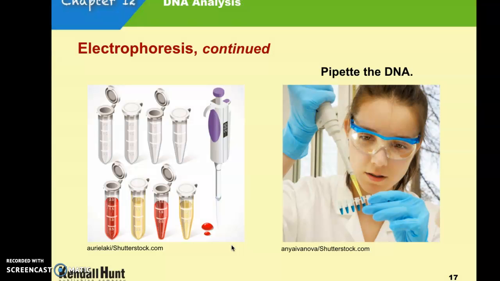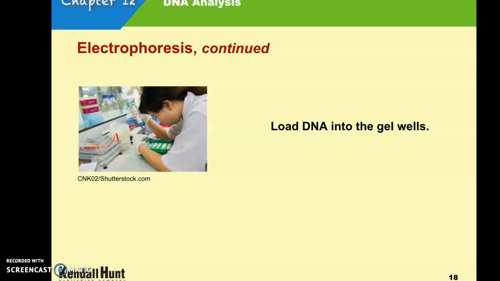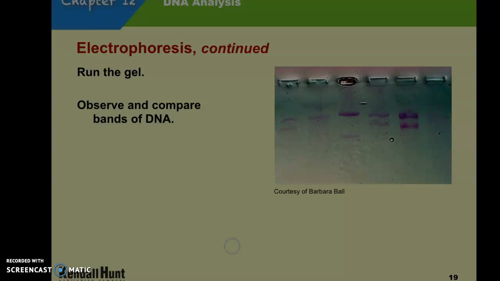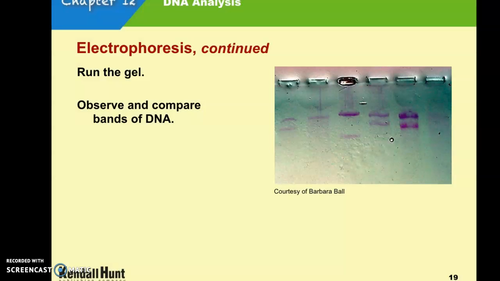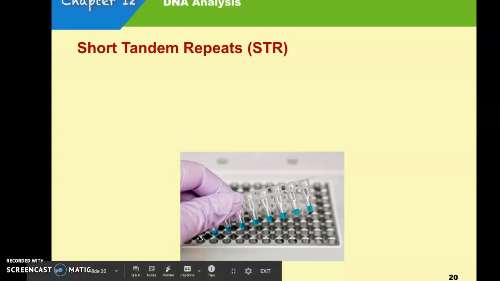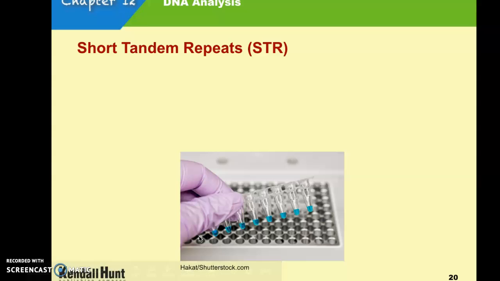So here's showing the samples, pipetting the DNA. They load the DNA into the wells, and then they observe the bands of DNA that come through. So we're going to practice doing this, not this week, but next week, where you're going to load gels, and then we'll do it with food coloring, and then we'll go through it with an actual DNA lab. So next thing they started looking at was short tandem repeats.